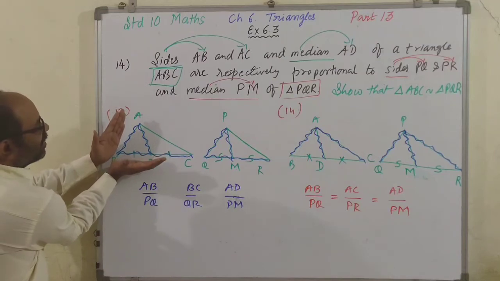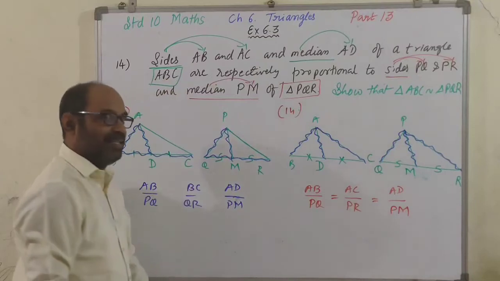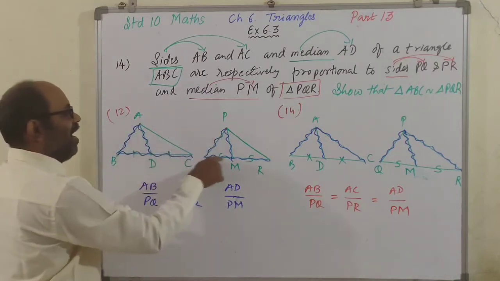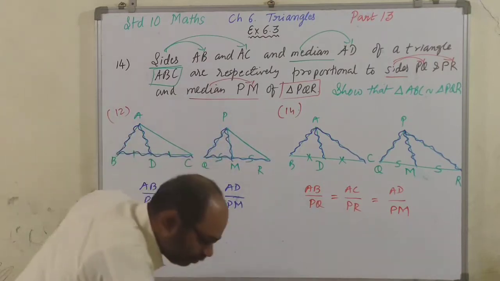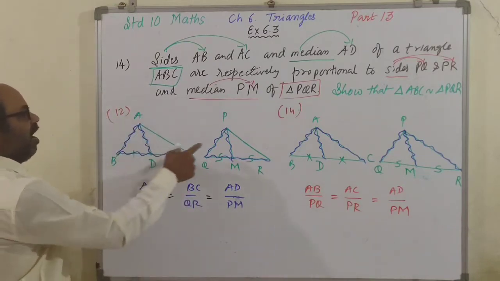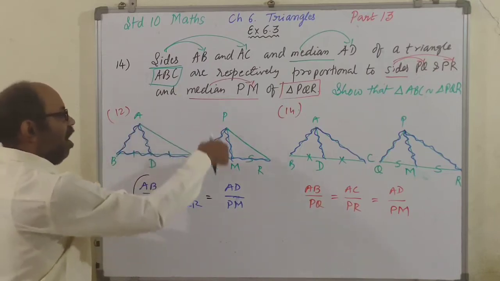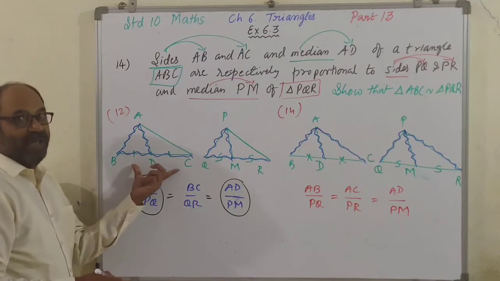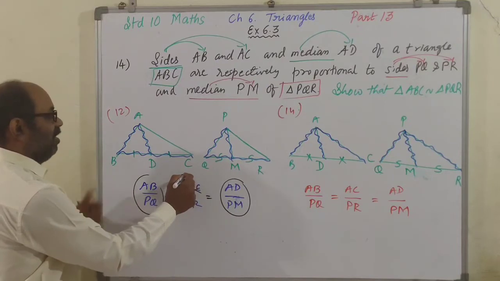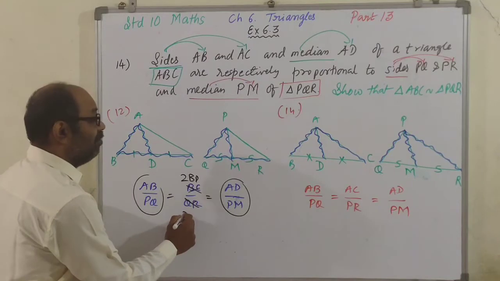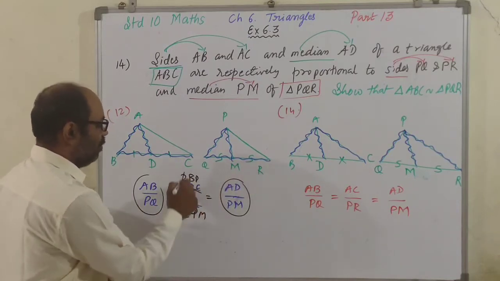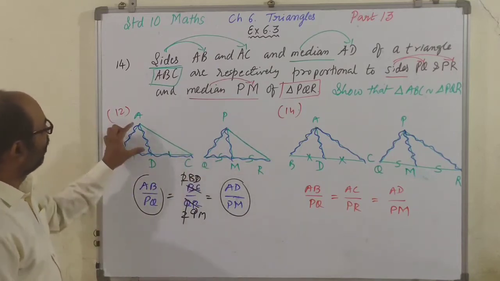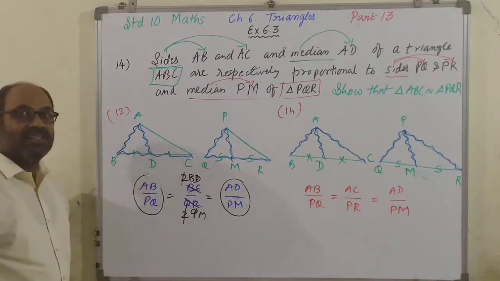Here AB and BC sides are given, and in this case AB and AC sides are proportional to the corresponding sides of the other triangle. Here what we did, we picked this triangle. AB upon PQ, AD upon PM are involved, BC is not involved. But AD is median, so D is midpoint, so BD is half of BC, or BC is 2 times BD. In the same way, QR is 2 times QM. So AB upon PQ is equal to BD upon QM is equal to AD upon PM. So by SSS, these two triangles are similar.